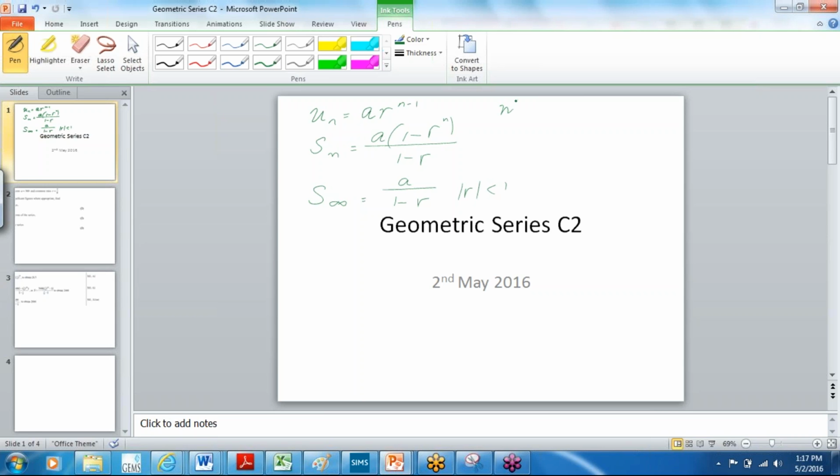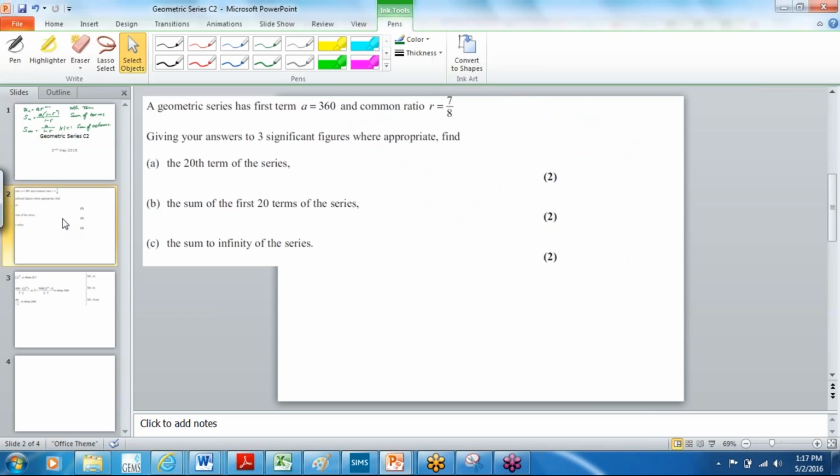Now these are the rules which you can use. This is for the nth term. This is for the sum of all the terms from 1 to n, and this is the sum of an infinite number of terms if n was infinity. Often in the next question we may even have the requirement to use those rules. So let's have a look at a question that requires us to use those.